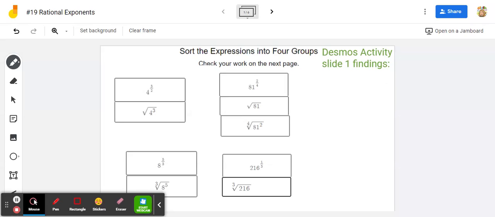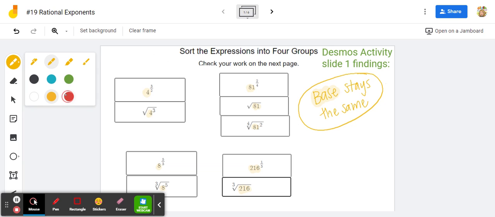Hey guys, so today we are talking about rational exponents, and you guys did a cool little activity with me in Desmos where you matched up these cards and we talked about some key things here of what you noticed. So one thing that you guys noticed was this number stayed the same, and we call this number the base of the power or the base of the exponent.